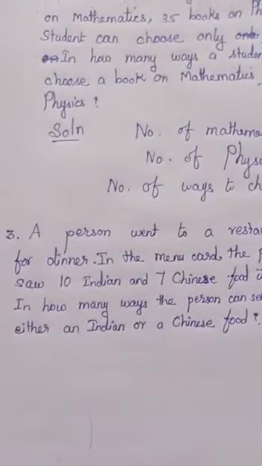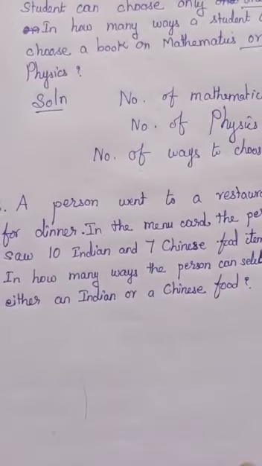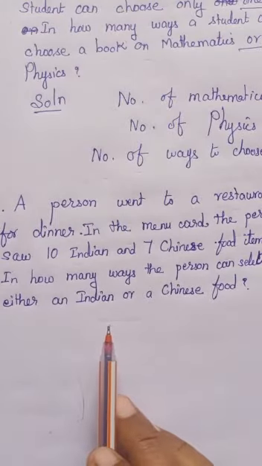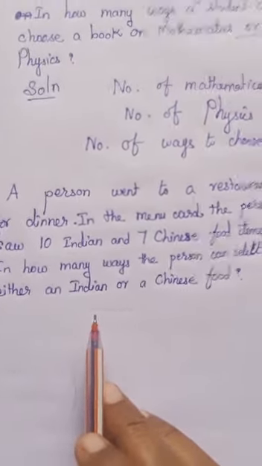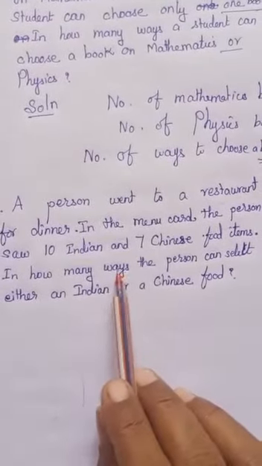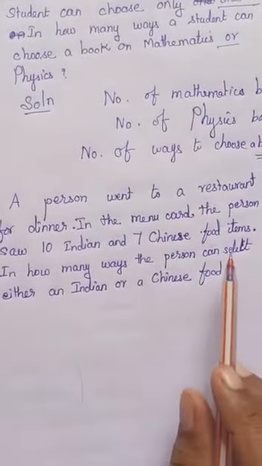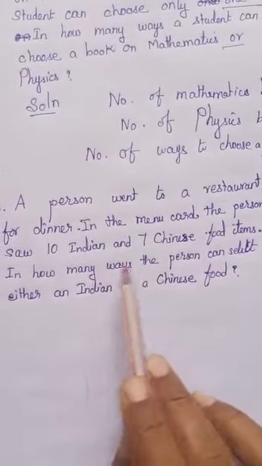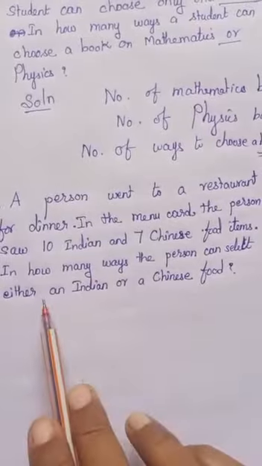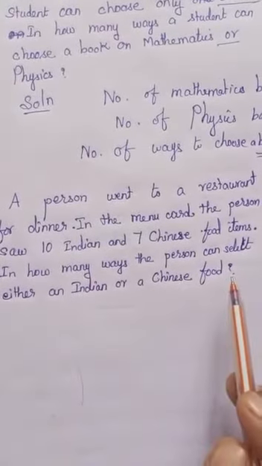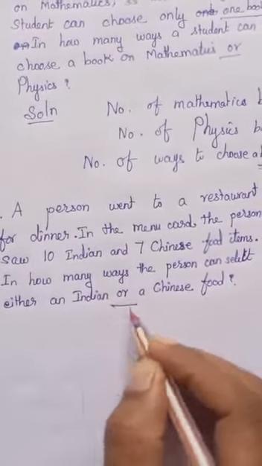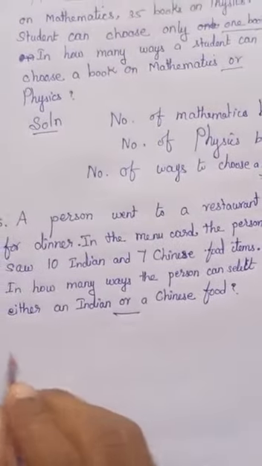One more example. Third problem. A person went to a restaurant for dinner. In the menu card, the person saw 10 Indian and 7 Chinese food items. In how many ways the person can select either an Indian or a Chinese food? So only one food he is going to select, either it's Indian food or Chinese food.